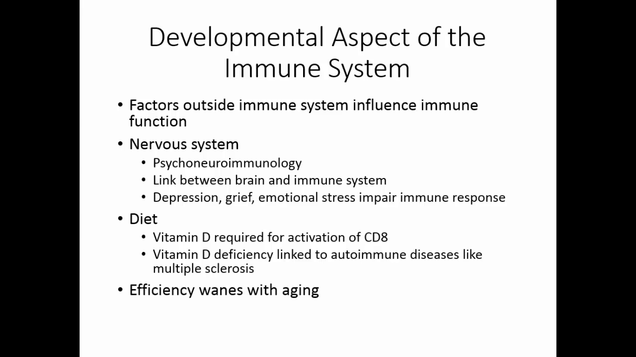The efficiency of the immune system wanes with aging. Cancer is much more a disease of aging than anything else, and of course your immune system is part of what protects you from cancer. Also, autoimmune diseases are more prevalent as you age, perhaps an indication that your immune system is a little less efficient at recognizing self versus non-self.